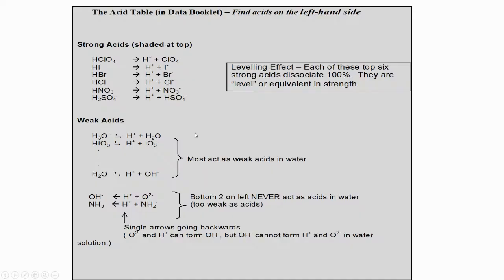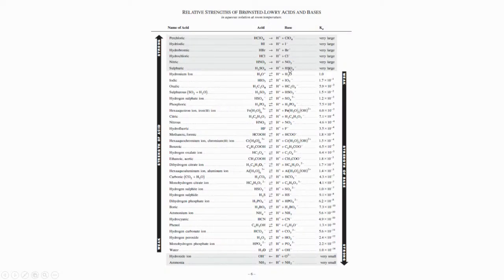So that's what they call the leveling effect, on your notes here. Each of these top six strong acids dissociate or ionize 100%. They level, or are of equivalent strength. One thing to notice is HSO4 minus. H2SO4 just releases the one H plus, but this HSO4 minus, we'll notice it down here at the 1.2 times 10 to the -2. It then goes and releases another one, so it becomes a weak acid over here.